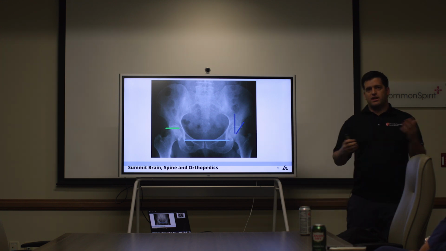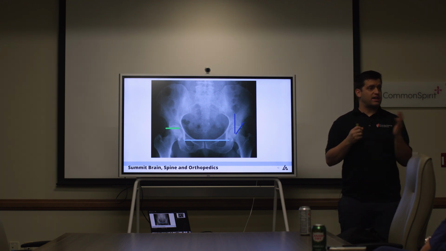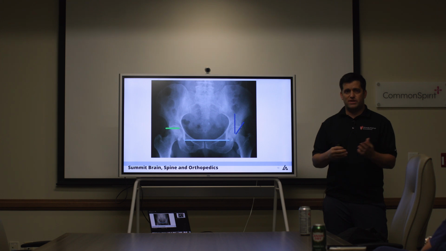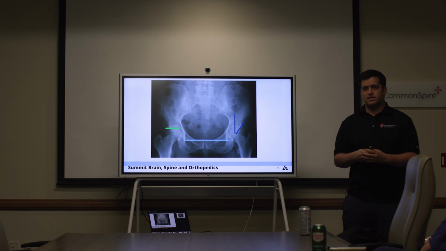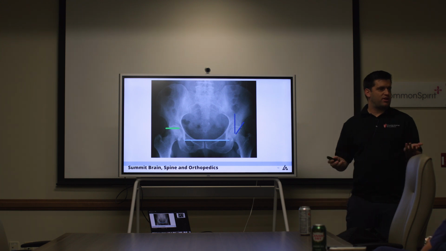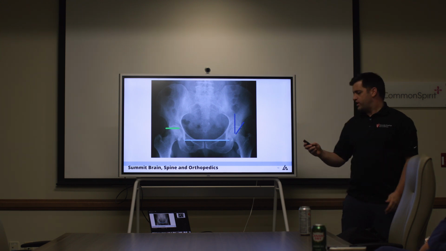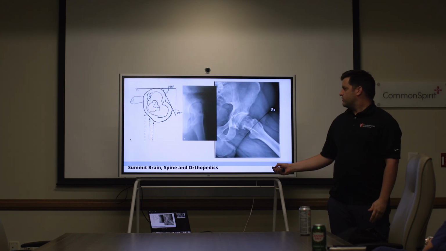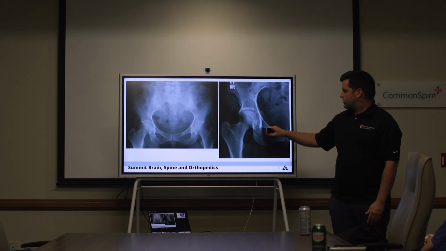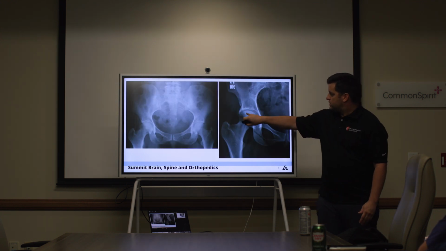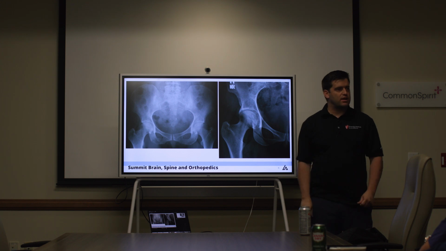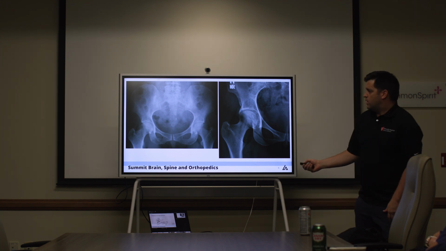And the cutoffs: less than 15, we're worried about frank dysplasia. Kind of 15 to 25, we're worried about borderline, getting into frank dysplasia. 25 to 35 is normal, and over 35, we're calling an overcoverage. So we didn't necessarily measure it here, but there's a lot of extra coverage here. Yeah, awesome.